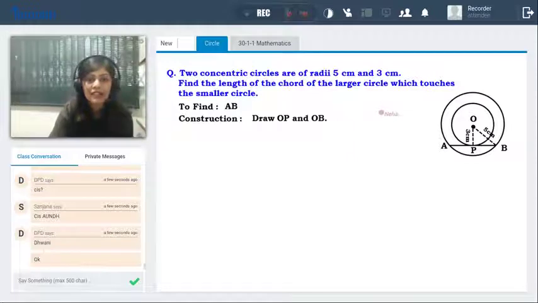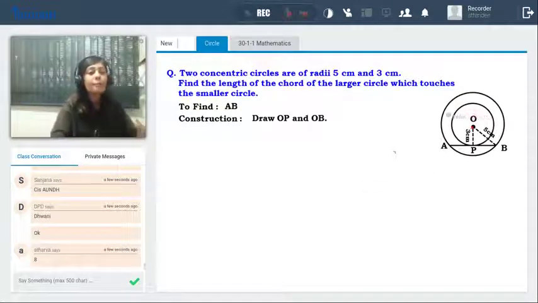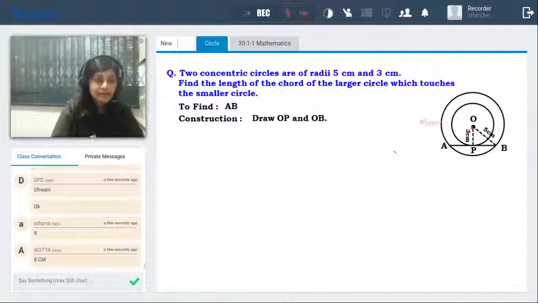Two concentric circles are of radii 5 and 3. Students, I know you can already see the diagram out here, but just in case you don't know, let's quickly revise what concentric circles are. Concentric circles are any two circles which have the same center. So you can see we have two circles having the same center O but different radii.